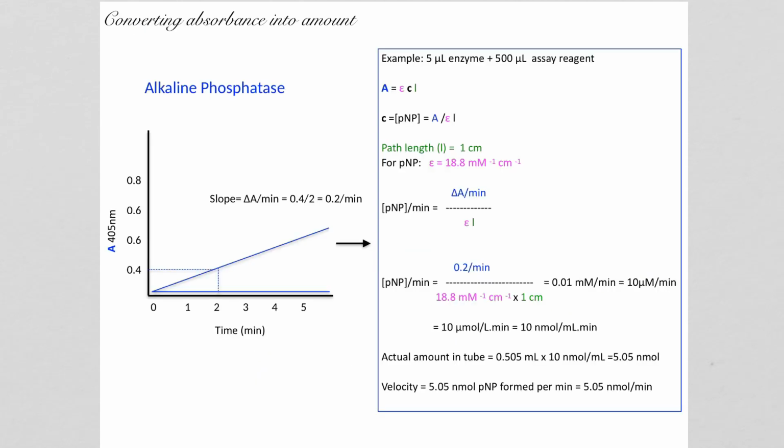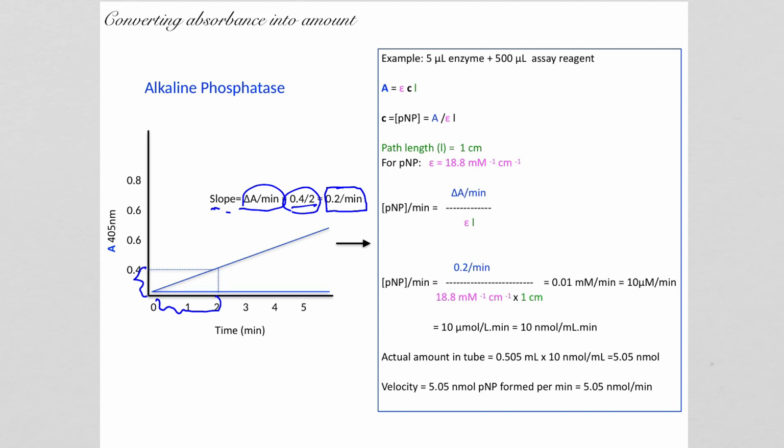So here's an actual example. Let's say the slope of the line that we obtain, the delta A per minute, change in absorbance per minute, came out to be 0.4. So this is 0.4 change, and this happened in 2 minutes. So 0.4 divided by 2. So our slope is 0.2 absorbance unit change per minute.